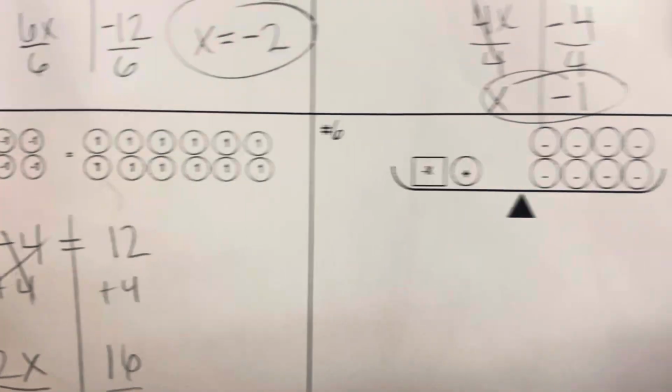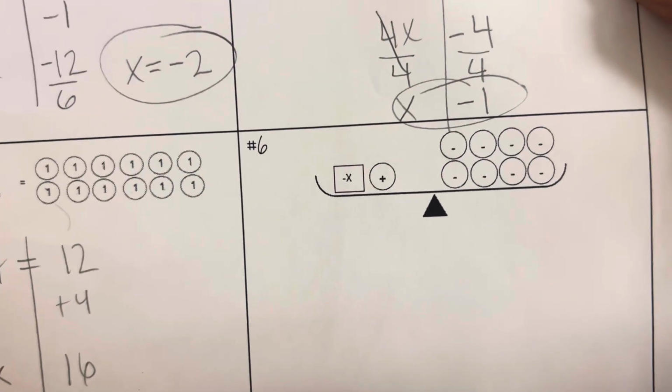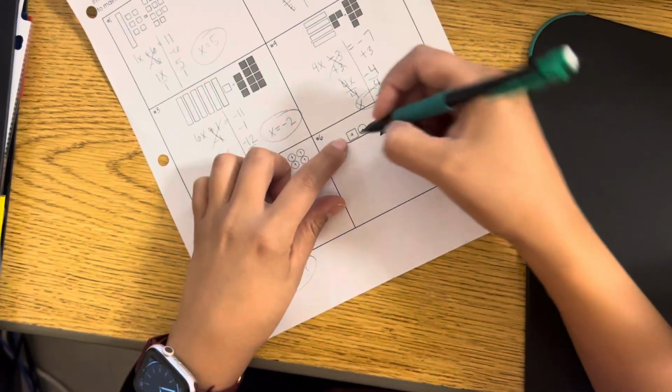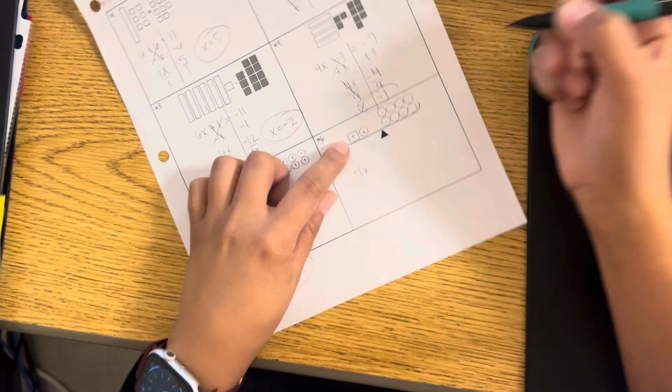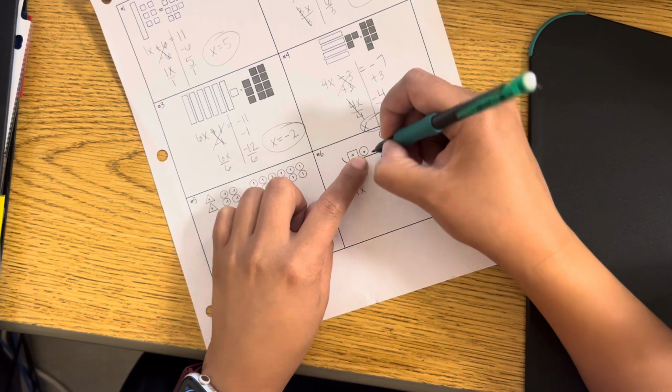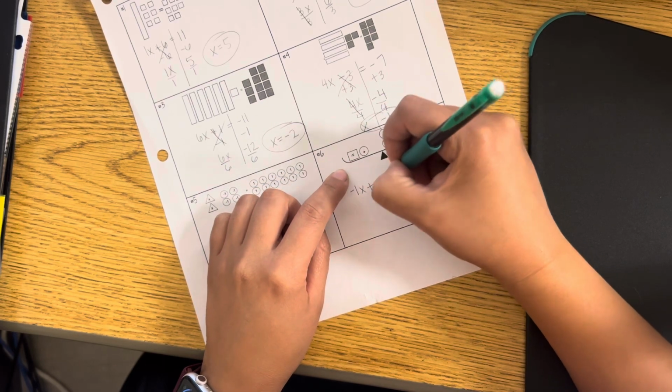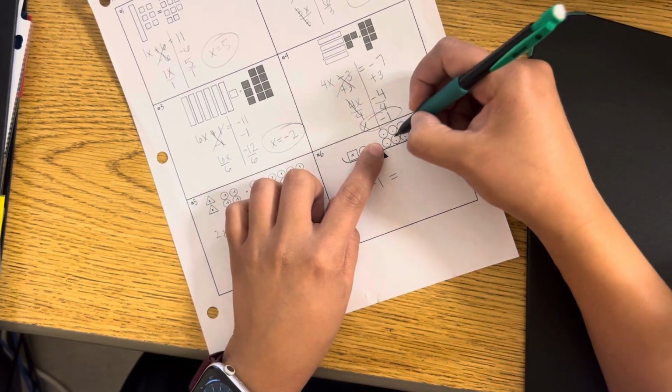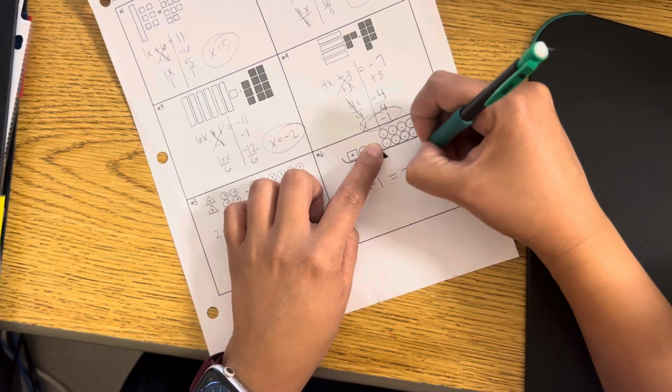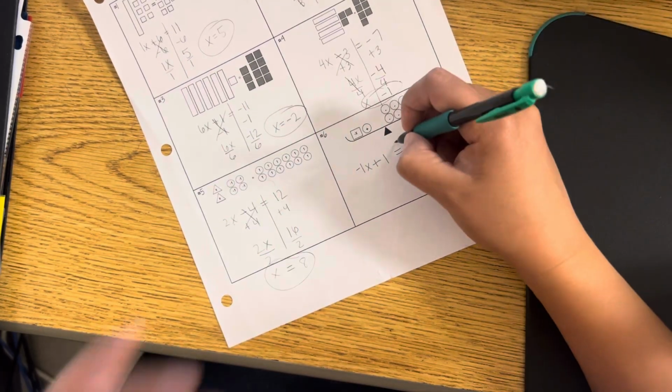All right, again, if you look closely at number 6, there's a -x inside the squares. And then the positive in this circle, negatives in these circles. So we know that there's -1x. And then since it's only one positive, it's going to be +1 equals 1, 2, 4, 6, 8 negatives. So -8, and then we solve.